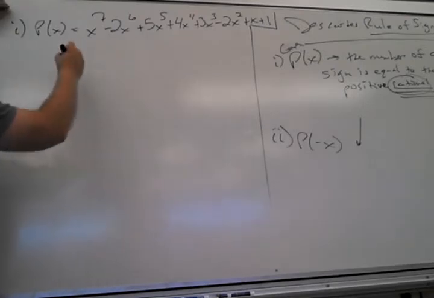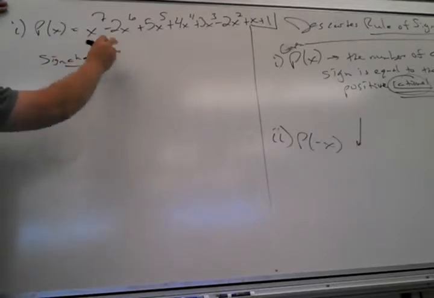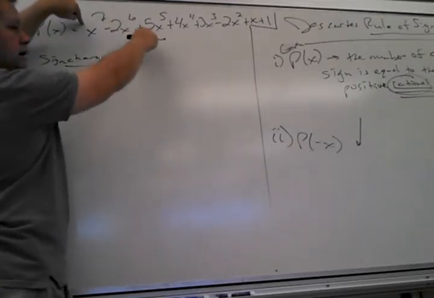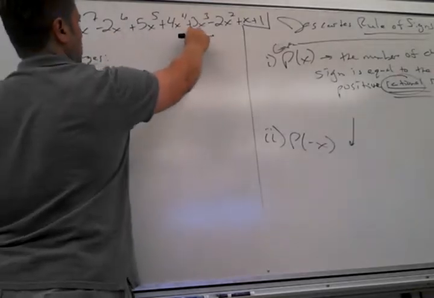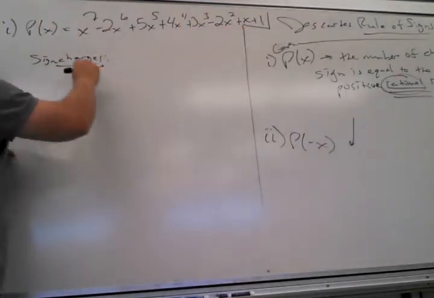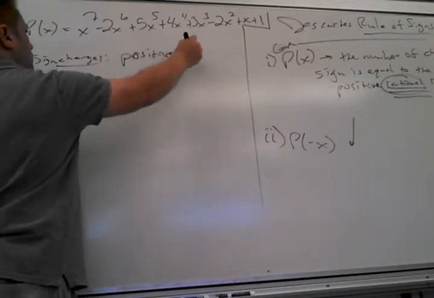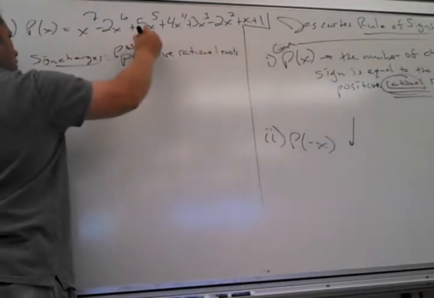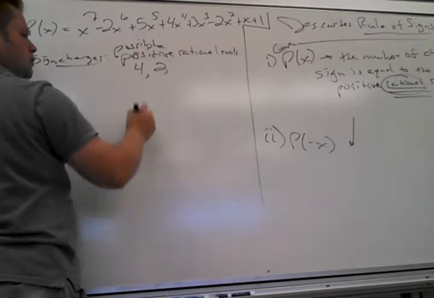So, Descartes, 2 things. Look at P of x itself. How many times does the sign change? Once. One. Two. You see that? It was positive, then negative, then positive. Do you guys see how to see that? Mm-hmm. So, 1, 2, 3, 4. So, how many positive rational roots are there? Possible positive rational roots. There could be four. Or two. Or zero.